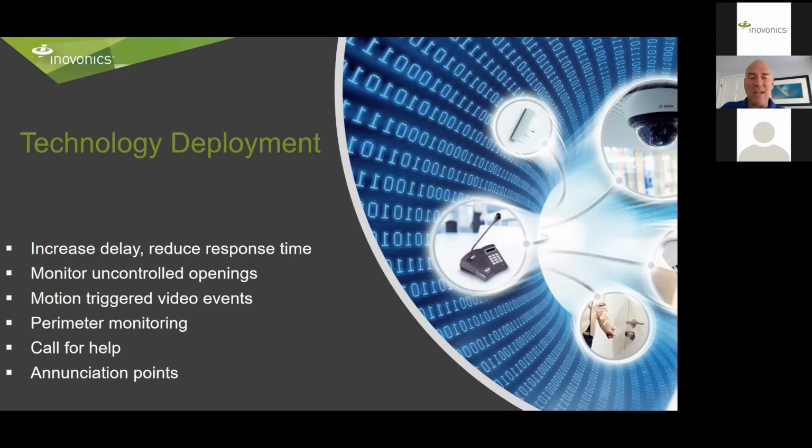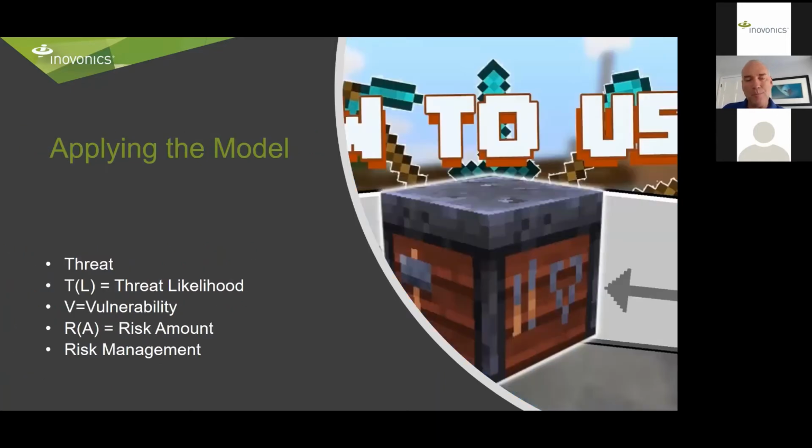We talk about things like uncontrolled openings and motion-triggered video events. All of those things address risk and in some cases, threat as well. Certainly call for help. We'll talk about one of those examples in behavioral health, and annunciation points are also good for summoning a response. So let's go ahead and run through some examples.